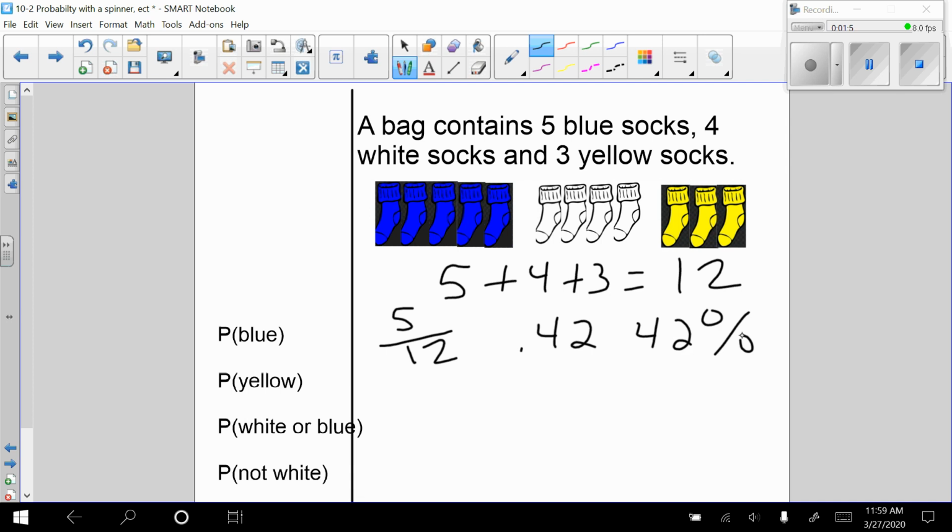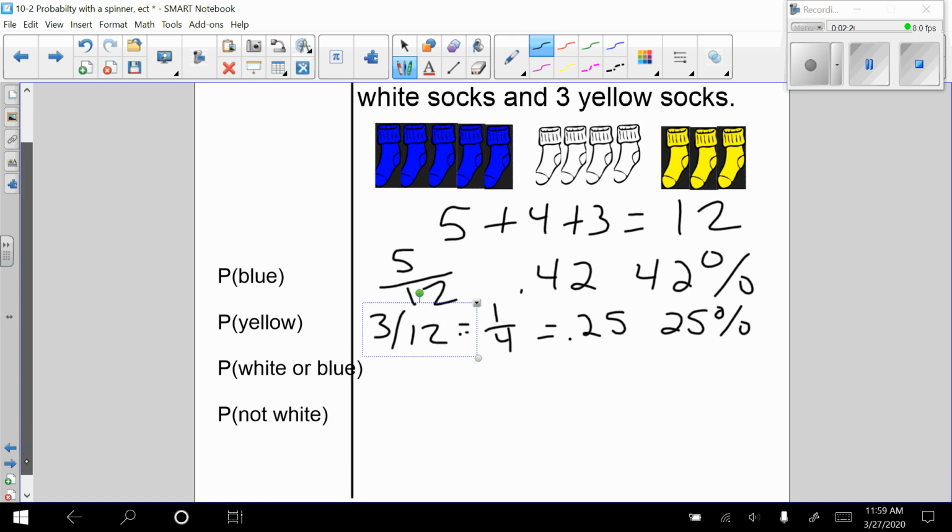Now the next one says, what's the probability of a yellow? Well, there's 3 yellow socks out of 12 total. There's your probability. Sometimes we need to simplify that to 1/4. So make sure if we're simplifying our fractions, remember we always do that. What goes into both the top and the bottom number evenly? 1/4 is the same as 0.25, or 25% of the time I put my hand in that drawer and draw out a sock, it's going to be yellow.